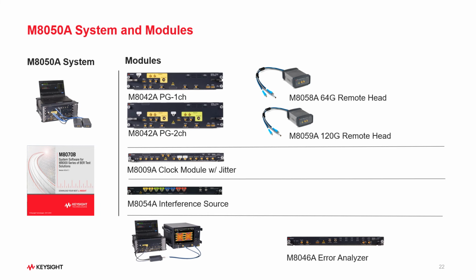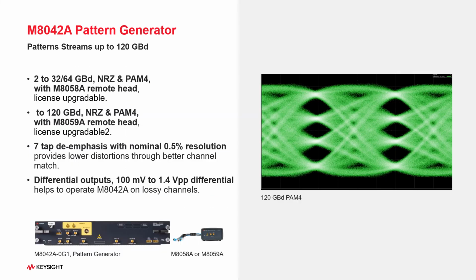As you can see from this particular slide, it gives an overview of the M8050A bit error ratio tester, or the BERT system. As we can see, the M8050A comes typically on a 5-slot AXIe chassis. The M8042A pattern generator, like I mentioned earlier, is the most advanced pattern generator you can get on the planet today.